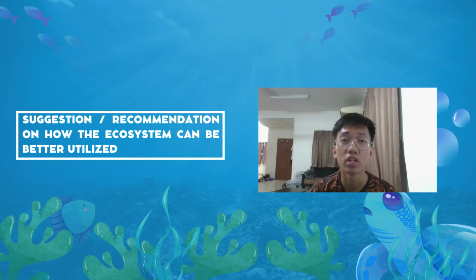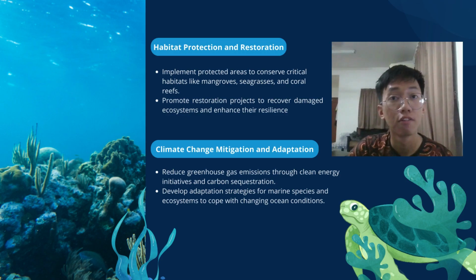So now we are moving on to the suggestion and recommendation on how the ecosystem can be better utilized. First of all, we need to implement protected areas to conserve critical habitats like mangroves, seagrasses, and coral reefs. These habitats support a high diversity of marine life and provide important ecosystem services such as coastal protection, carbon storage, and nursery ground for fishes.